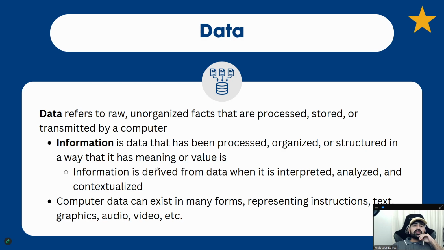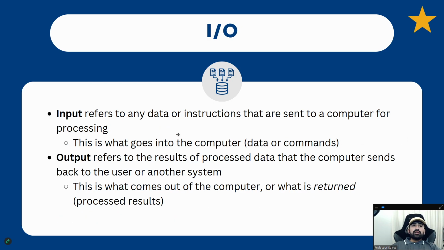So information is derived from data. Information comes from data after it's been interpreted, analyzed, and contextualized. So computer data can exist in many different forms. It could just be instructions telling the computer what to do. And as we know, right, it can represent text, graphics, audio, video, all sorts of things.